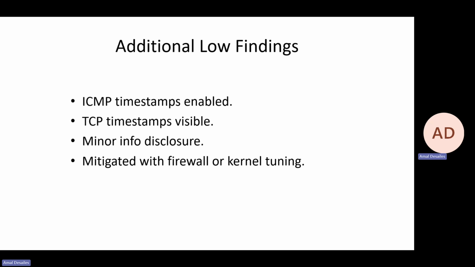I also found some low findings, which are not really important, but these are the low findings which I found: ICMP timestamp responses and also TCP timestamp responses. This reflects minor information disclosure issues, which are not really harmful on their own, but attackers can use them to infer the network behavior and operating system details.